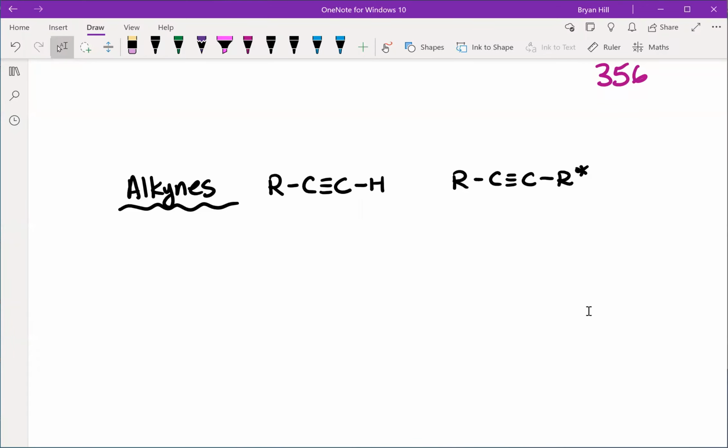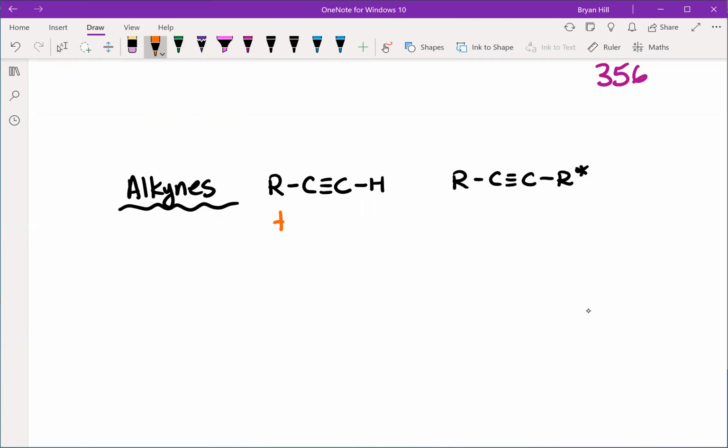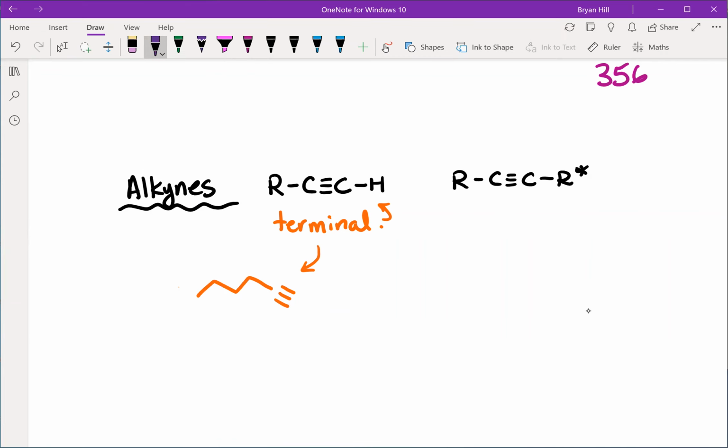Okay, so the next section we're going to talk about is alkynes. So carbon-carbon triple bonds, and there are basically two types that are important. There's a very broad sort of classification for two types. One is what we would call terminal. And so the triple bond is on the end of a carbon chain. So this would be an example of a terminal alkyne.